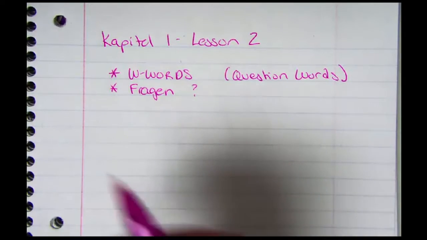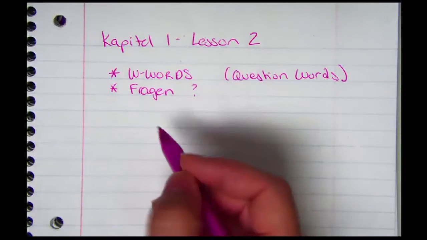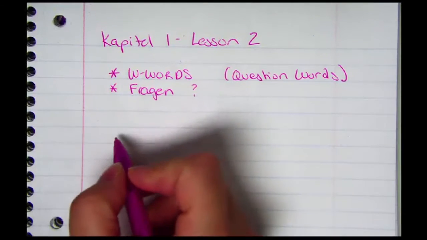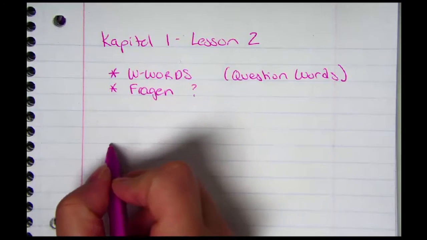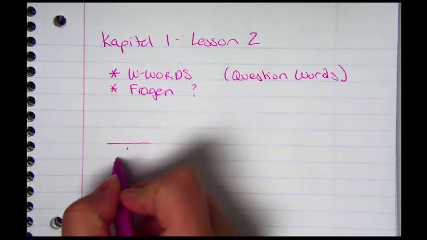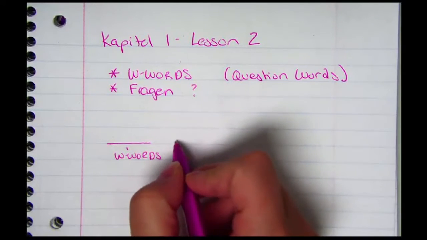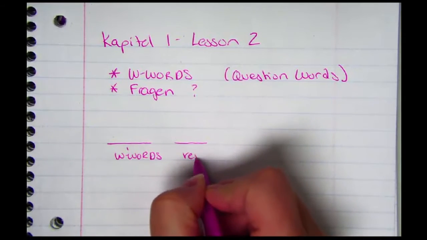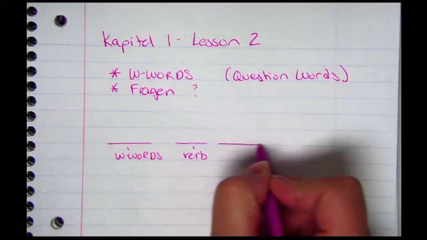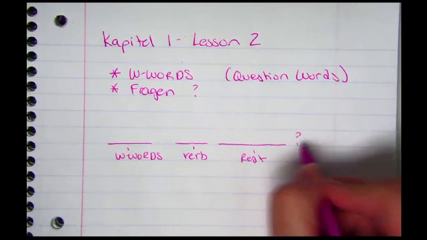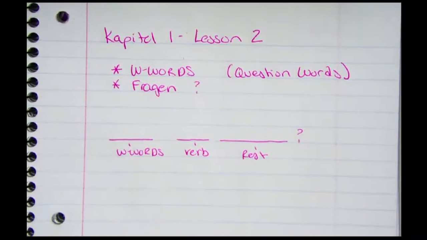Okay, when we're asking questions, we had talked about before how the verb is always in second place. So that's the same thing whenever you're asking questions. So you're going to have a question word. We call those W words in German. And then a verb. And then the rest of your question phrase. And that is going to be your question setup.